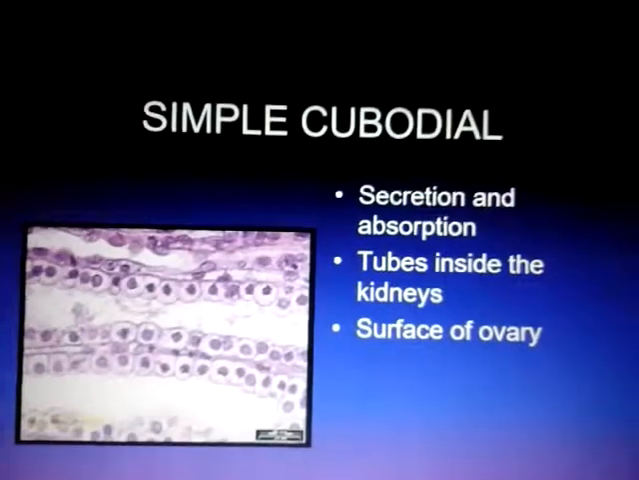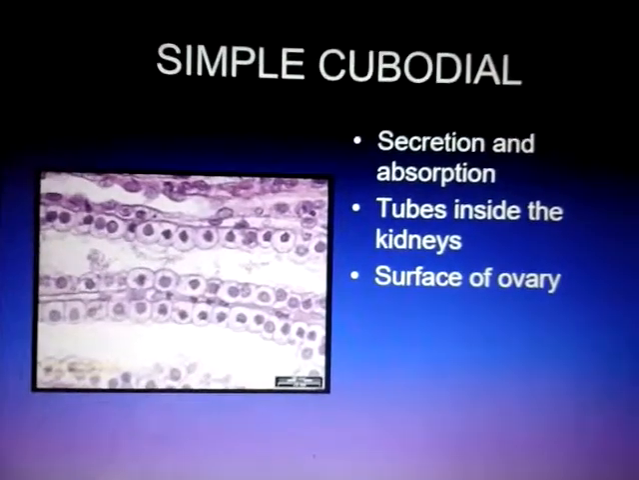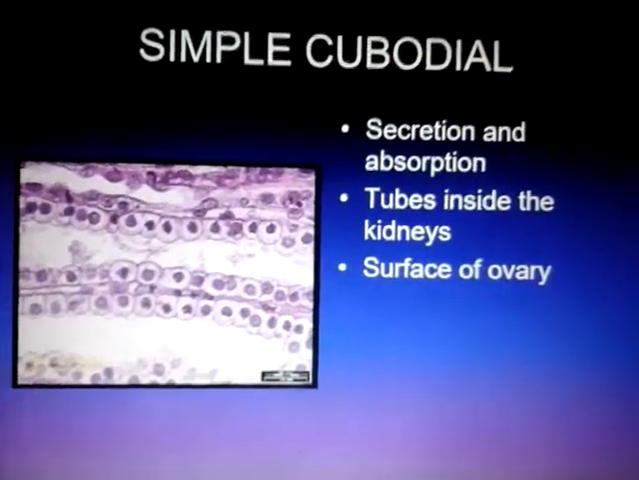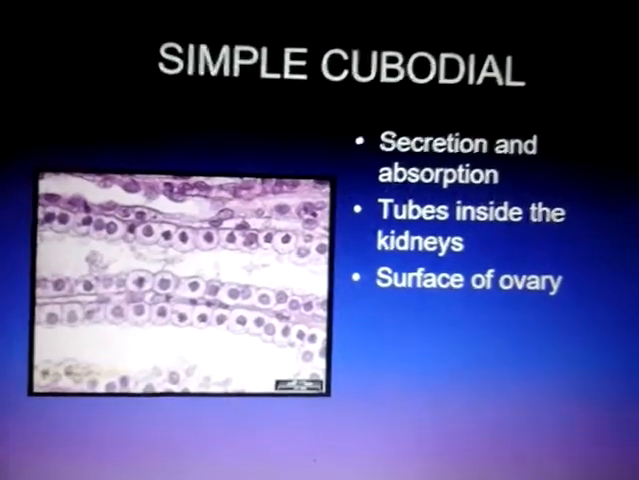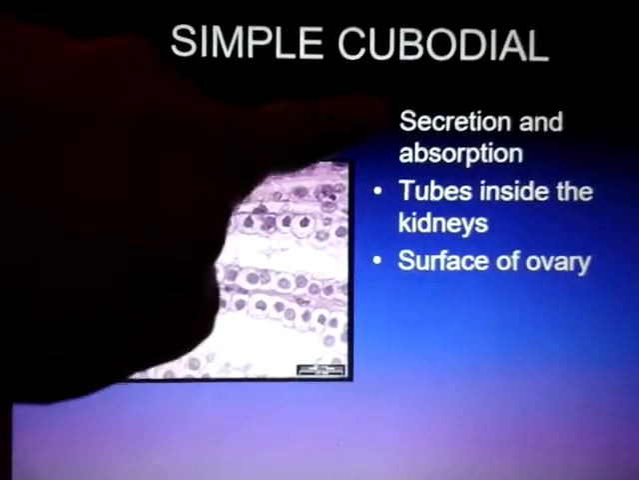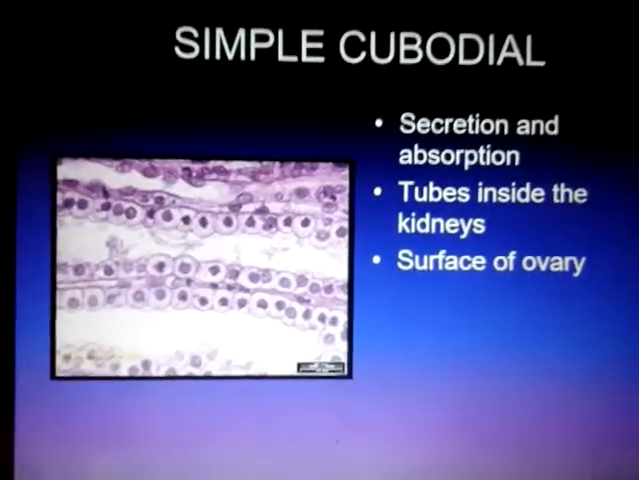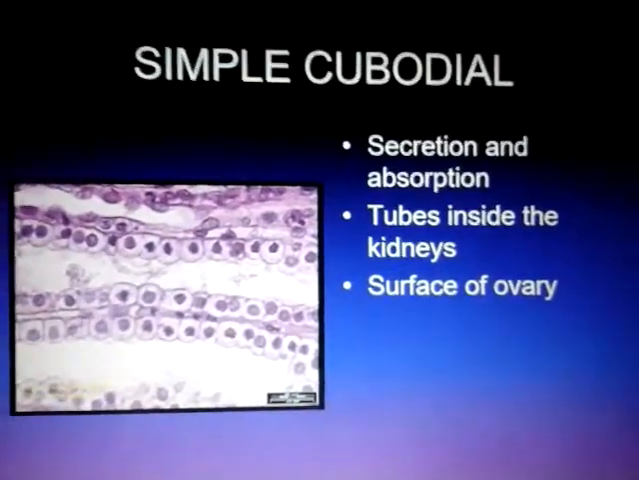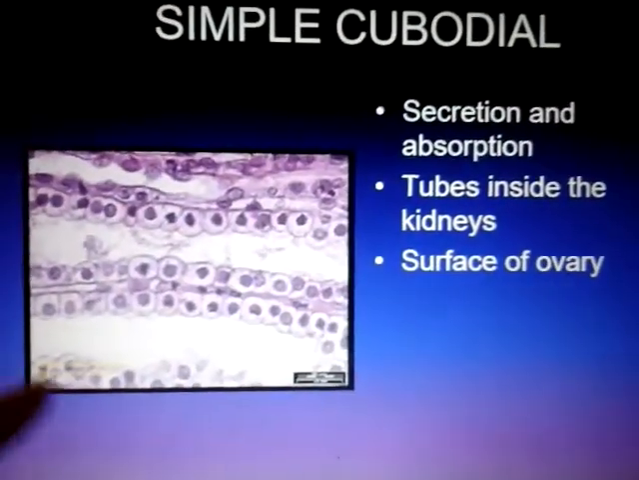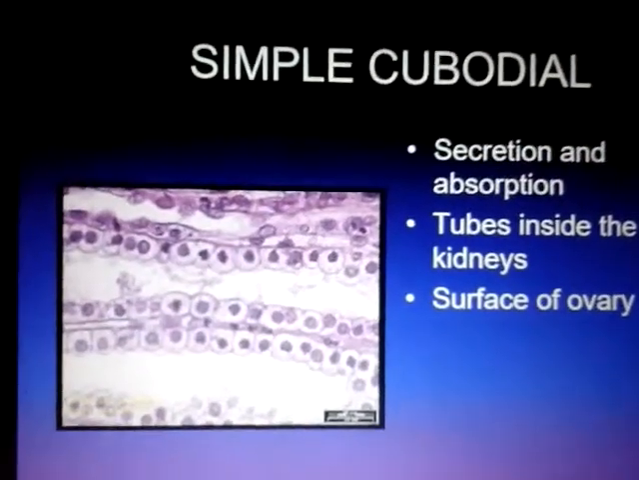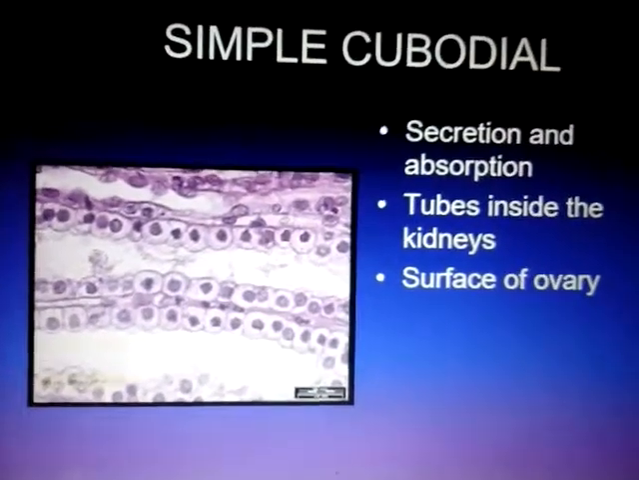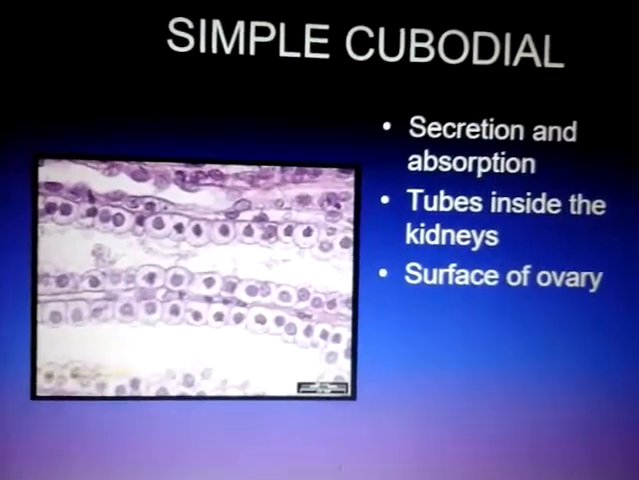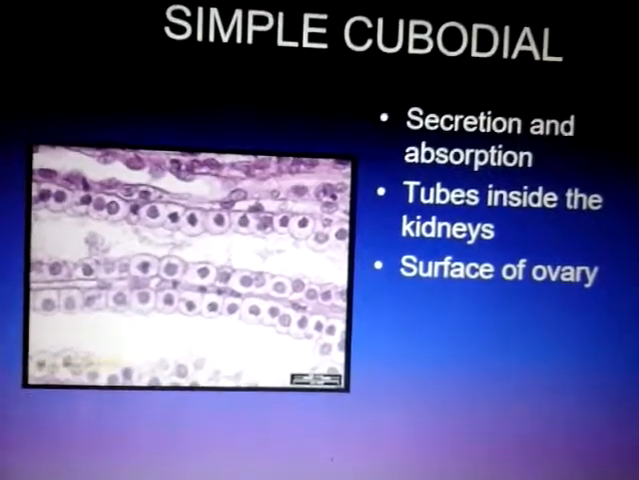Now, you can have simple cuboidal, you can have stratified cuboidal. They just don't have stratified cuboidal in your coloring book. But again, it's simple, so it's going to secrete and absorb. And we find this in a lot of the tubes that we have in our body. What you're seeing here is pictures of the inside of your kidneys. Your kidneys are actually made up of thousands of these little tubes. And those tubes help filter your blood and help make urine.